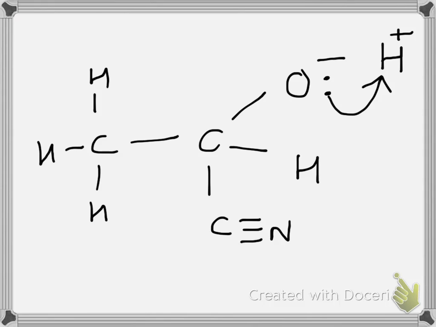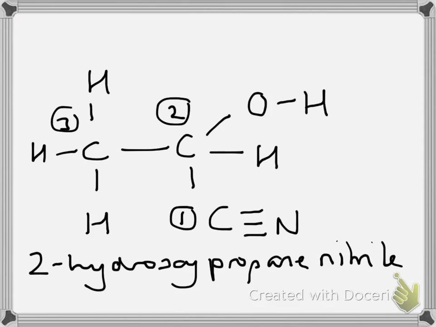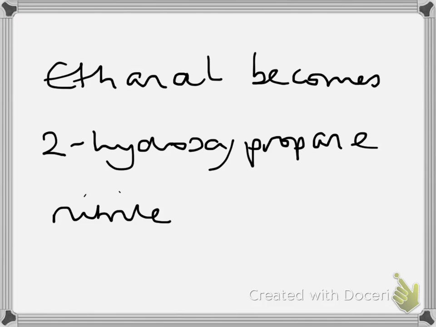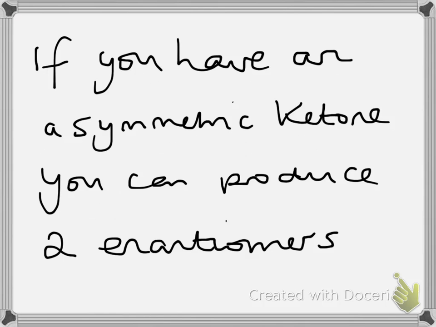The type of product you get in these reactions are called hydroxynitriles, and you'll notice also that you increase the chain length. So if you're starting with ethanal, you end up with a 3-carbon hydroxynitrile. So if I'm naming this hydroxynitrile, it'll be 2-hydroxypropanenitrile. This nucleophilic addition will add a carbon to the chain, so ethanal becomes 2-hydroxypropanenitrile.